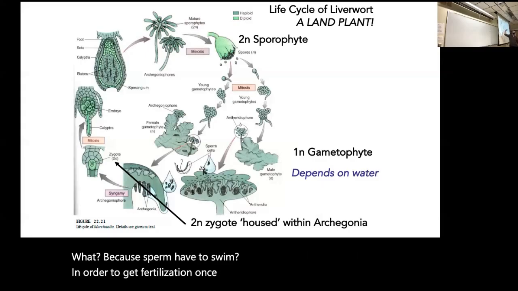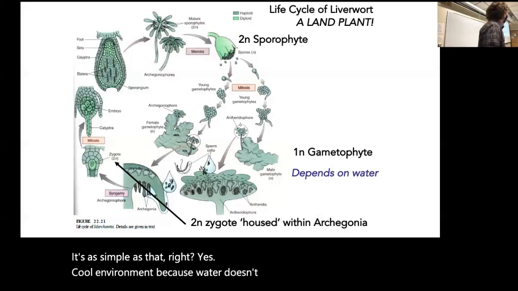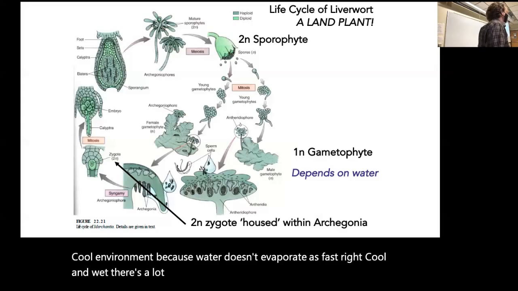Once you get fertilization, you get the sporophyte. Okay. It's as simple as that. Right? Why is it the cool environment? Cool environment because water doesn't evaporate as fast, right? Cool and wet. There's a lot of water most of the time.